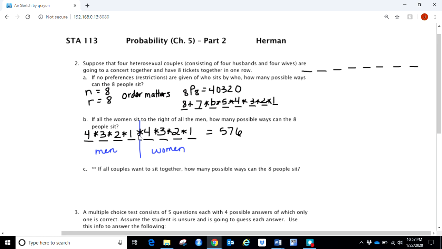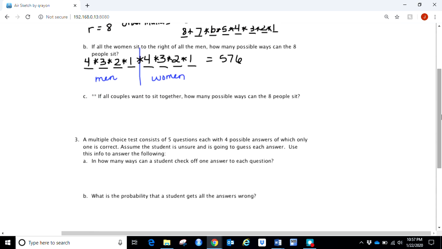Something that's good to try here for part C is to actually pause the video and try it on your own, and then you can always see if you match what we end up doing. Alright, so for part C, this time we want all the couples to sit together. So basically each husband and wife have to sit next to each other, and we're going to try to figure out how many different ways we can seat these 8 people.